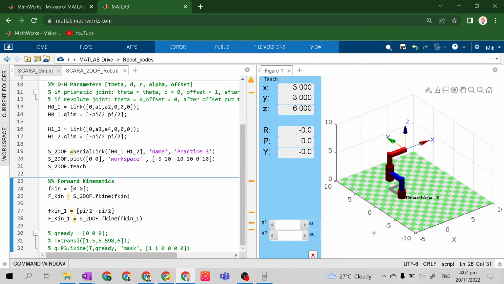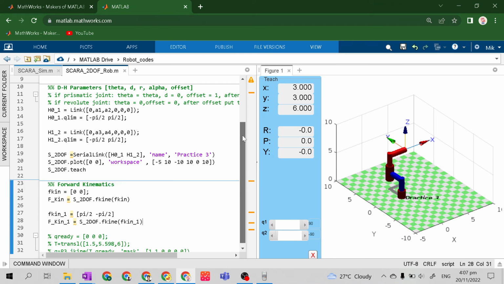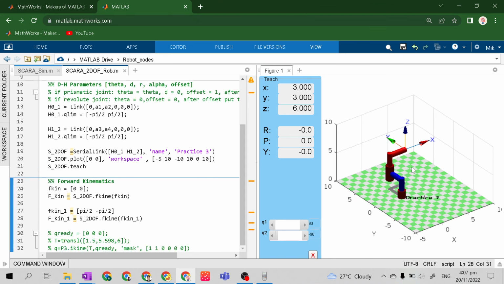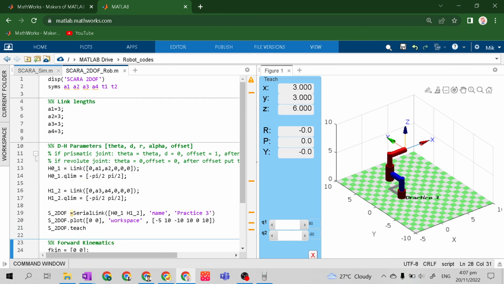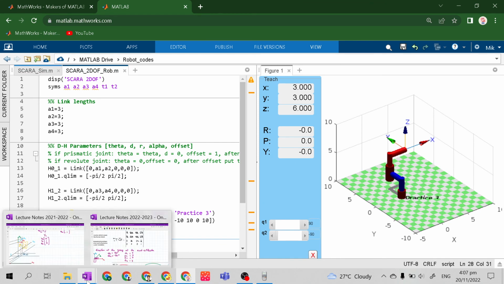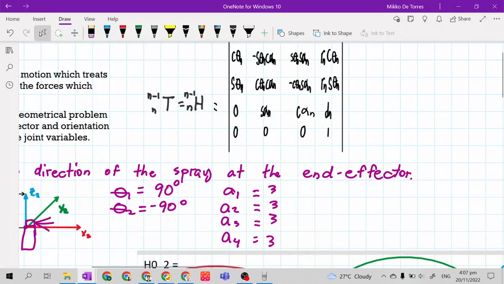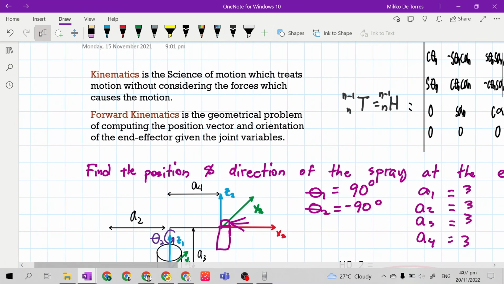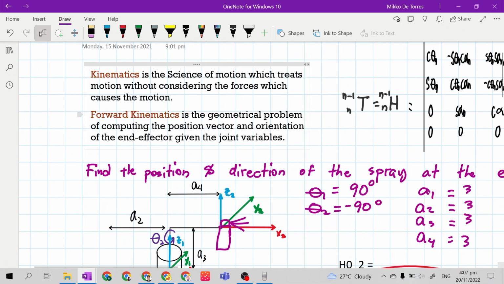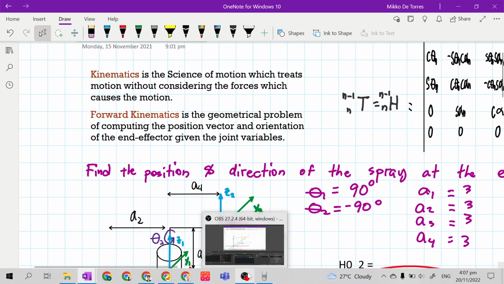But for now, this simulation proves that our calculations are correct, and it proves that what we are doing can design a mechanical manipulator. After this is the inverse kinematics, so it will be on our next video.